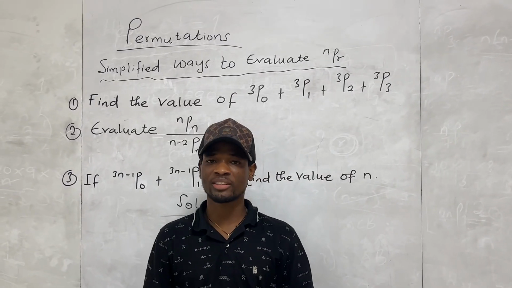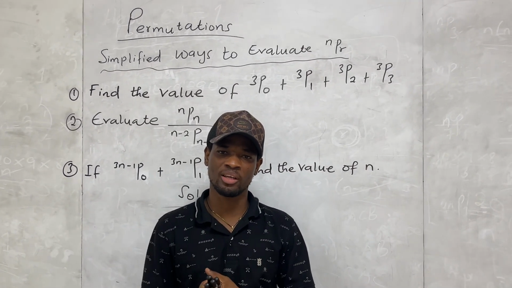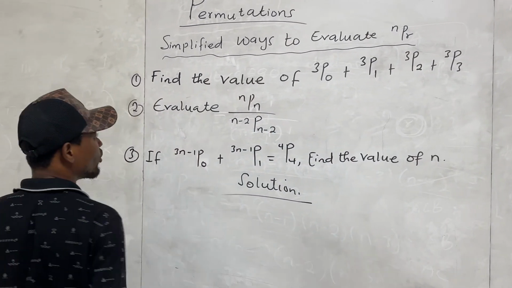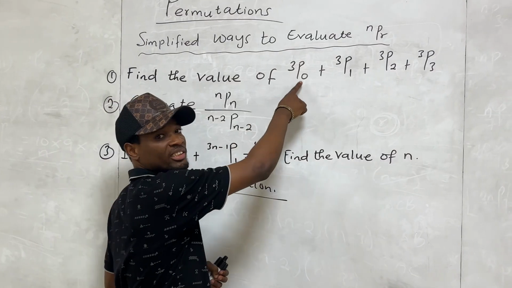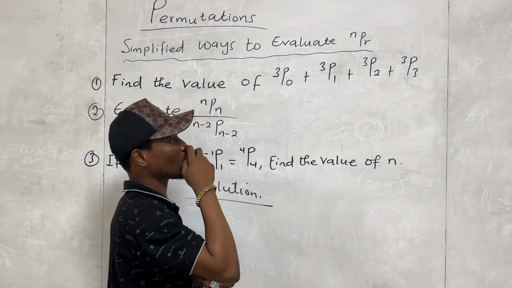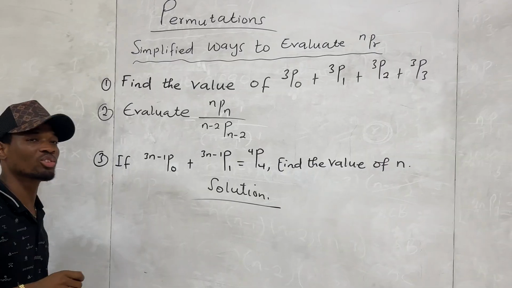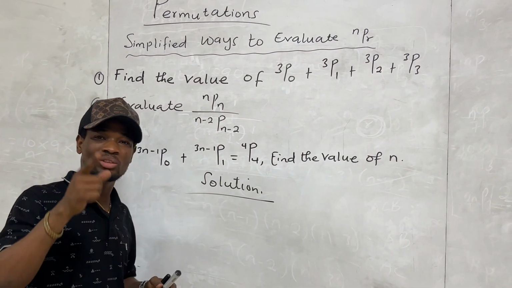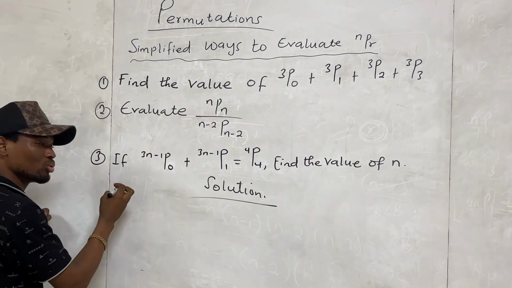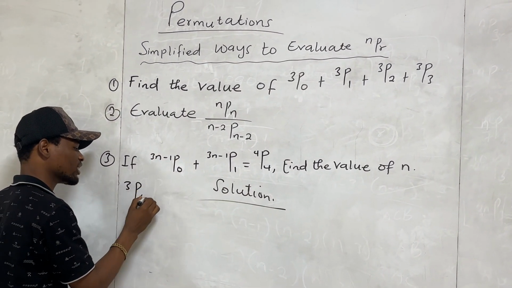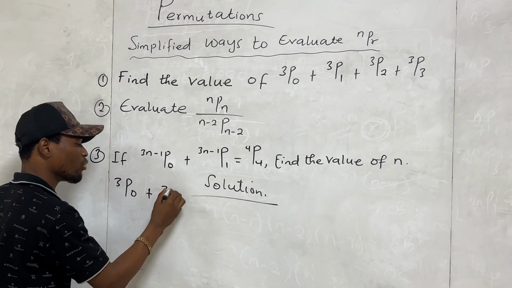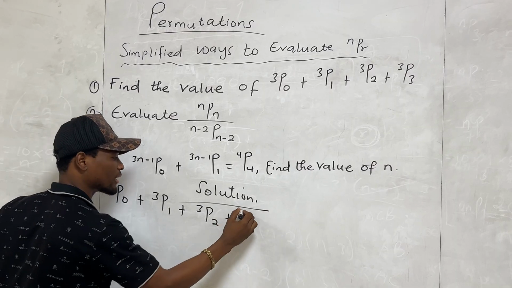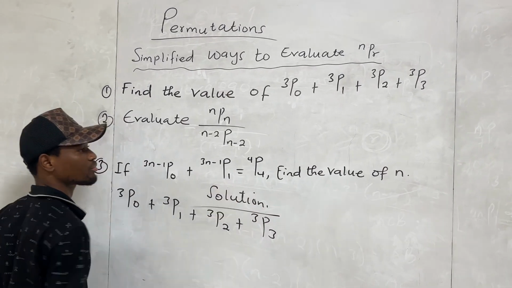Today we are still considering questions under permutations. So here we have: find the value of 3 permutation 0 plus 3 permutation 1 plus 3 permutation 2 plus 3 permutation 3. This is very simple. Just use the trick I taught you. So I have 3 permutation 0 plus 3 permutation 1 plus 3 permutation 2 plus 3 permutation 3.